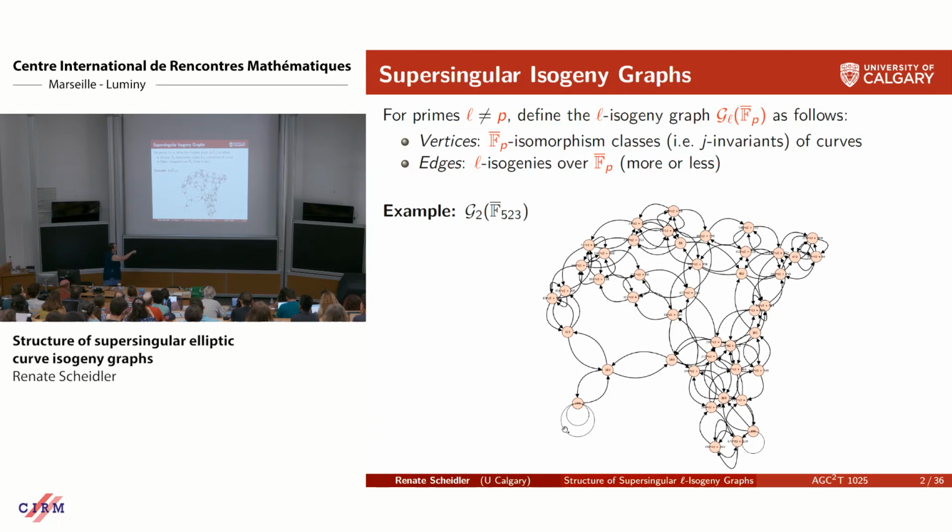There are some loops here. You also see that the edges are oftentimes in pairs, right? For an edge going in one direction here, there's an edge going in the other direction. And that arises from the dual of the isogeny, right? So when you have an L isogeny, its dual goes in the other direction and is also of degree L. So this is what they look like, right?